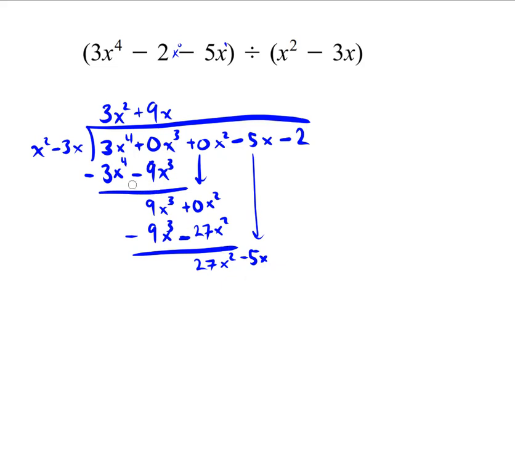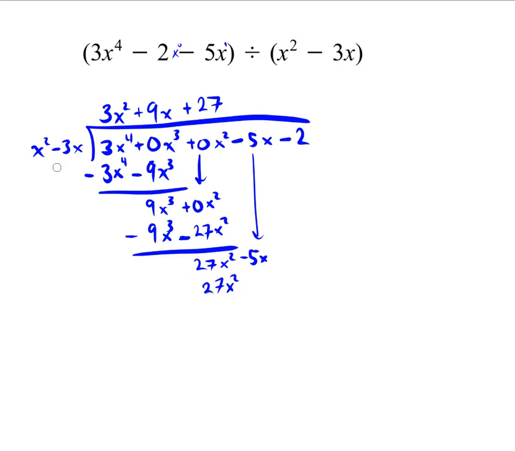So just bear with it and just be very, very careful when you're doing it, and you should be fine. So x squared goes into 27x squared a total of 27 times, right? 27 times x squared is 27x squared. And then I have to multiply my 27 times my negative 3.